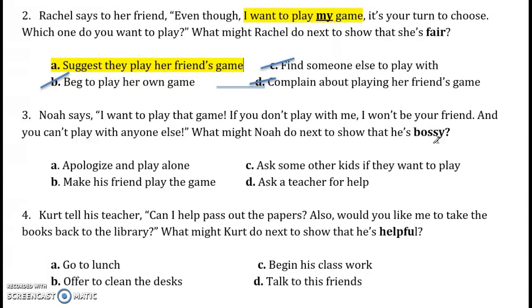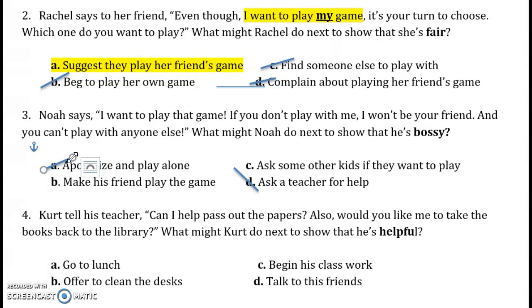So let's see, what would he do next to show that he's bossy? Again, we're going to use the process of elimination. Let me get a tool. Here we go. So we're going to get rid of something that's ridiculous. So we get rid of the ridiculous, which is ask the teacher for help. So no, that has nothing to do with being bossy. And when you ask for help, that's not being bossy at all. So I'm going to go to the next one. Apologize and play alone. Bossy people rarely apologize. So that one is the next one that goes, because it doesn't make any sense.